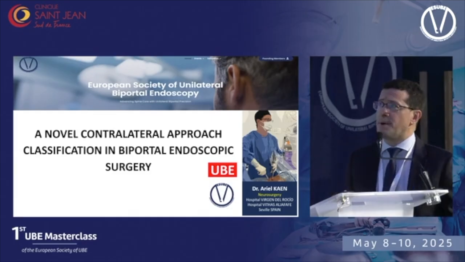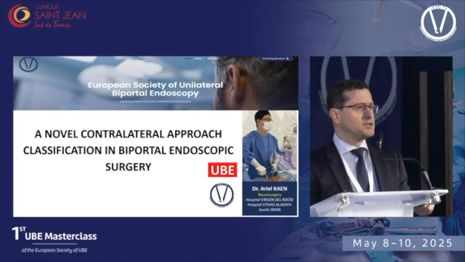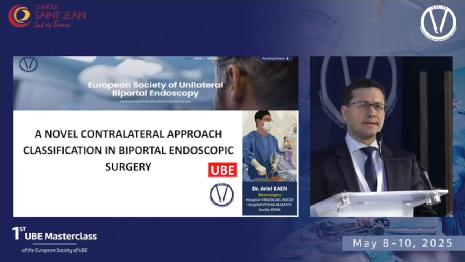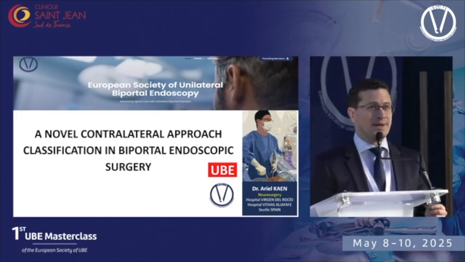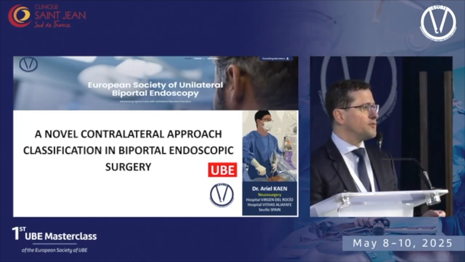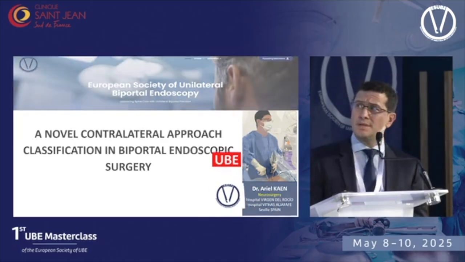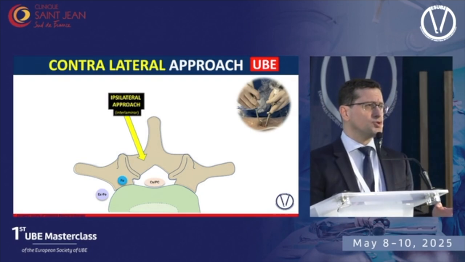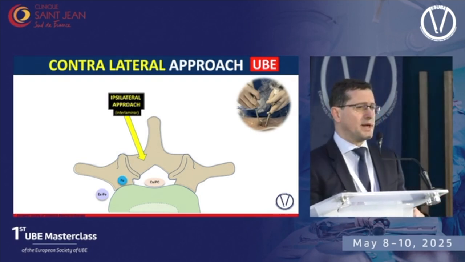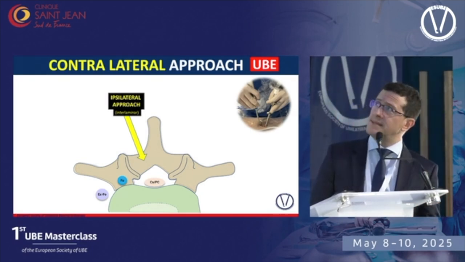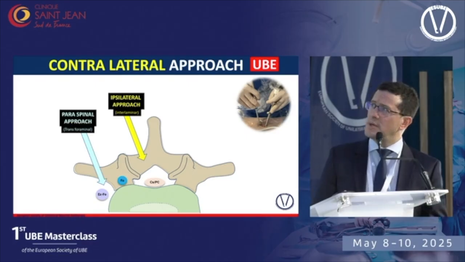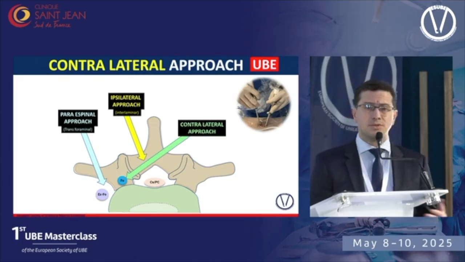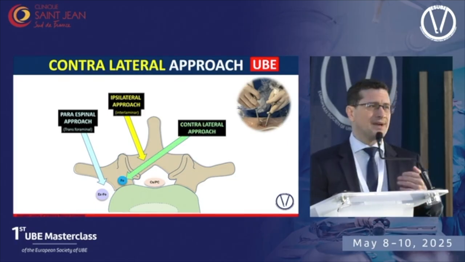So we are going to talk about a novel classification of the contralateral approach. We always talk about contralateral, but nobody knows the real boundaries, the real limits of how we can do it. As an introduction, we have three different approaches. We can do an interlaminar approach, that is an ipsilateral approach. We usually can do a paraspinal approach, that is a transforaminal approach, but we can also do a contralateral approach.